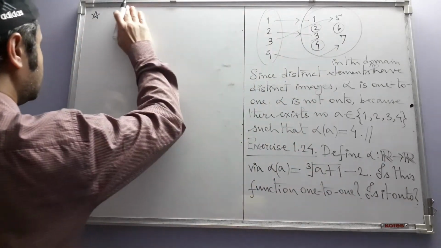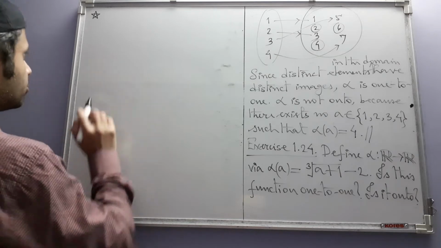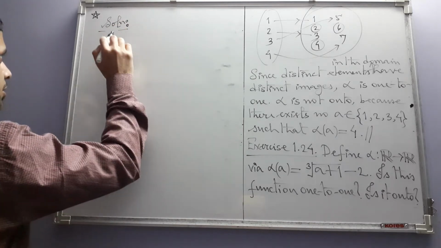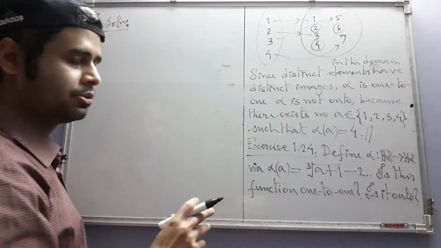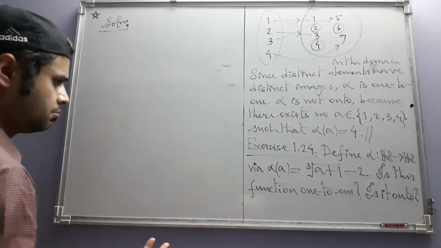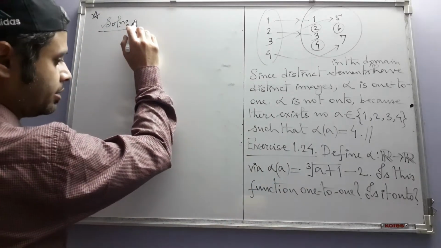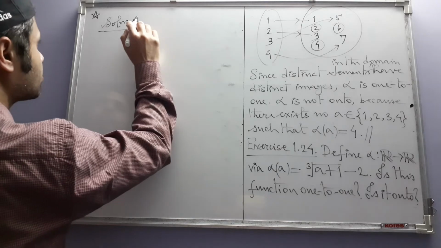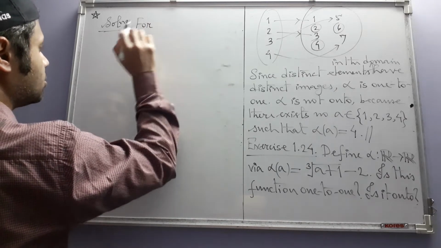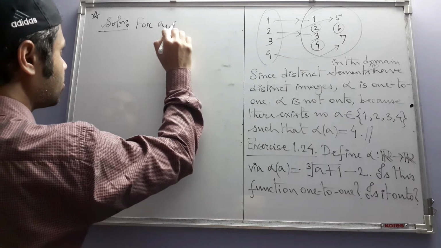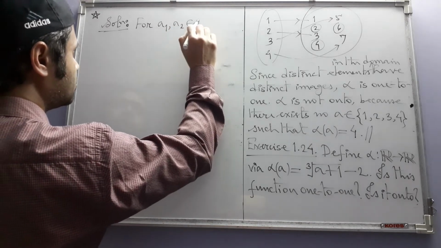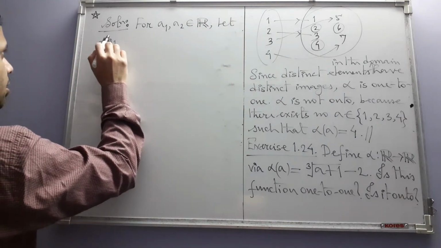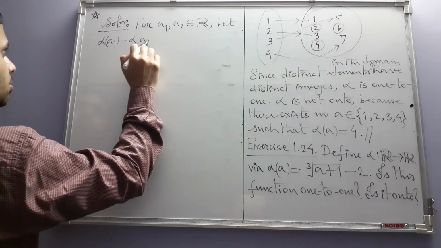Anyway, so let us now see whether this function is one to one or onto. Now the set we have is infinite, so we cannot possibly draw a figure like this. We can, however, analyze analytically. For A1 and A2 belonging to R, let alpha A1 be equal to alpha A2.